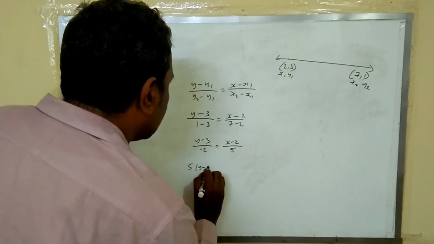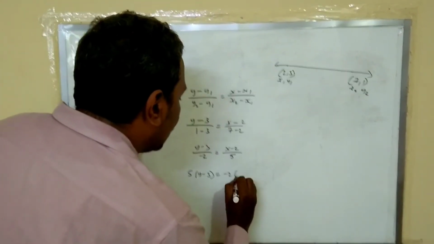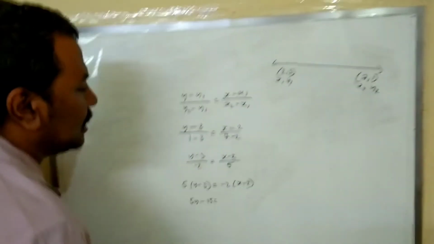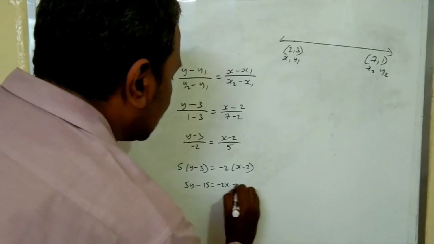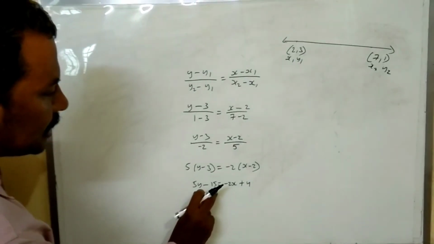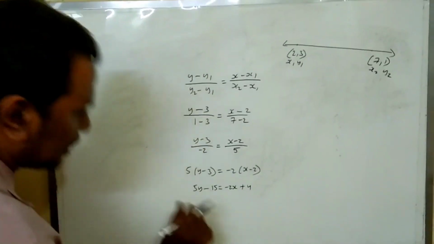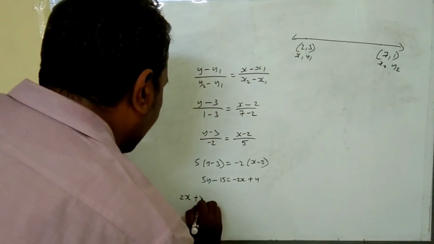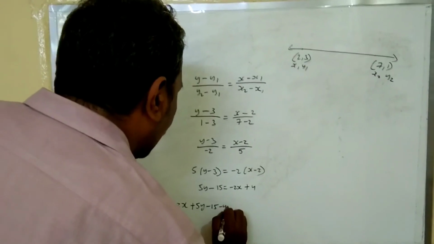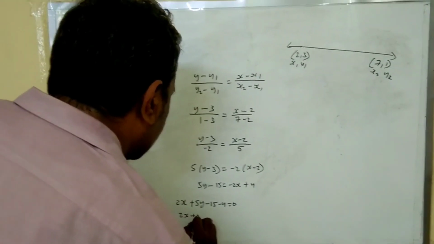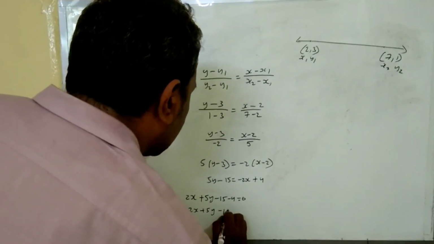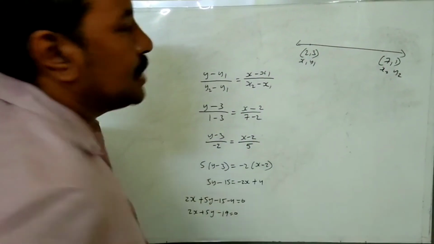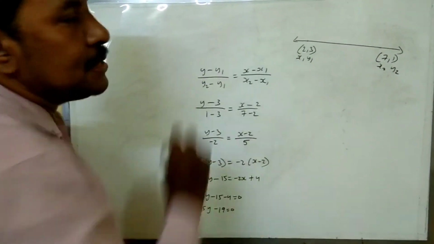5 into y minus 3 is equal to minus 2 into x minus 2. That becomes 5y minus 15 is equal to minus 2x plus 4. Take this entire expression to the other side: 2x plus 5y minus 15 minus 4 is equal to 0. That becomes 2x plus 5y minus 19 is equal to 0. So this is how you have to find the equation when 2 points are given and slope is not given. This is called the two points form of a line.